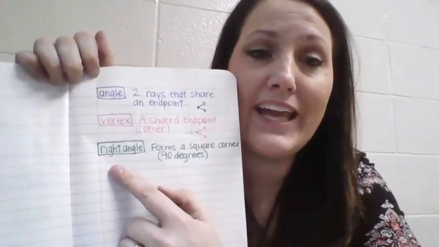All right. Next vocabulary word. I did forget to say that you should only be using pencil to record these things in your notebook. So if you're using something different, please put it away and get out a pencil. All right, the next vocabulary word is right angle.